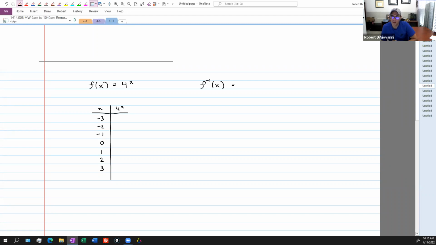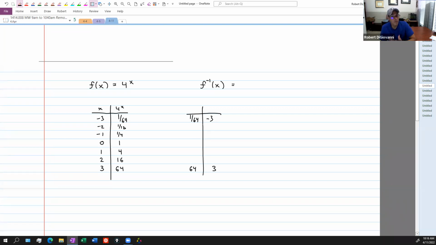I'll do them quickly because I'm trying to save us some time here. 4 cubed is 64, 4 squared is 16, 4 to the first power is 4, 4 to the 0 is 1. Then we get 1/4, 1 over 16, and 1 over 64. Those are the numbers we would get if we plugged in -3 through 3. The inverse function has to take those backwards, right? It's got to take that 1 over 64 back to -3. It's got to take the 64 and send it back to 3, and then everything in between.